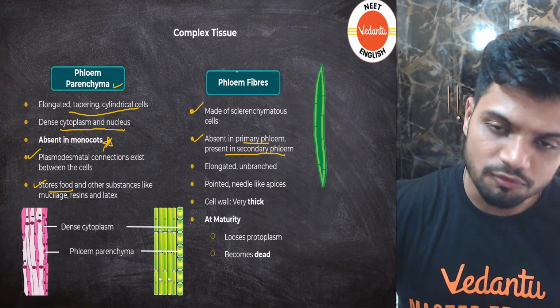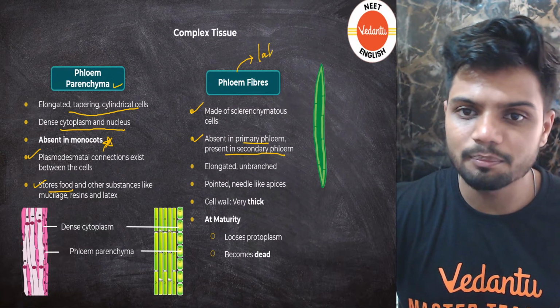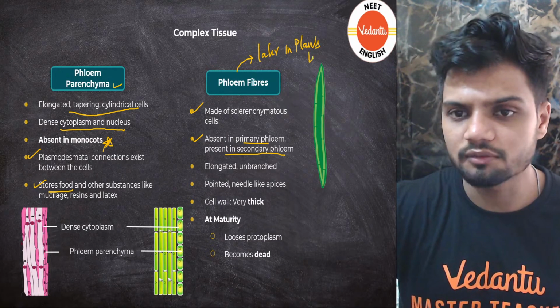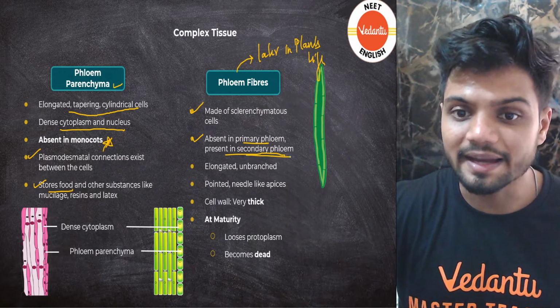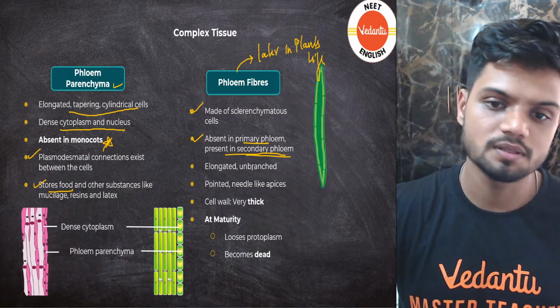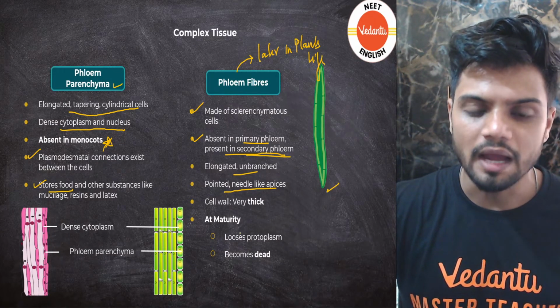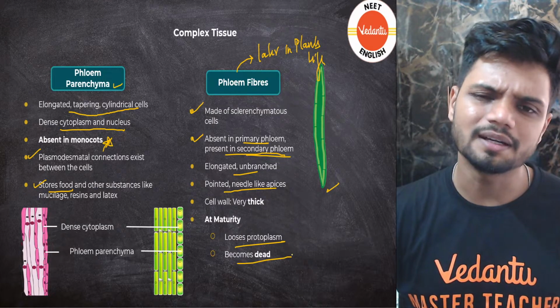So can I tell the phloem fiber is present later in the plant's life? Why? Because it is present in secondary phloem, not in primary phloem. Elongated, unbranched, pointed needle-like apices. Can you see the needle-like apices? At maturity, it loses the protoplasm and becomes dead tissue.